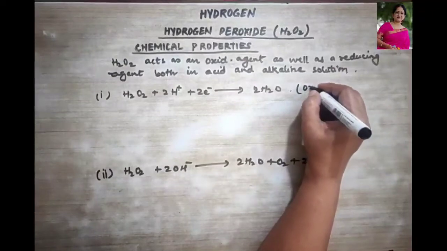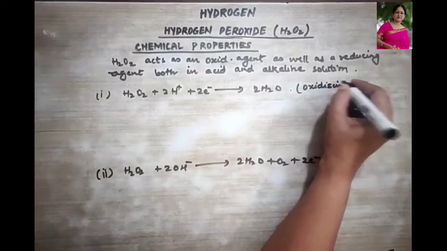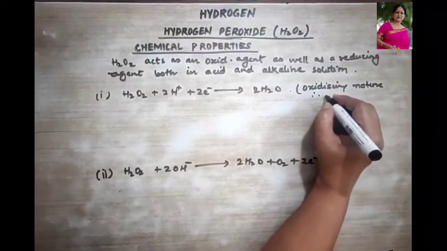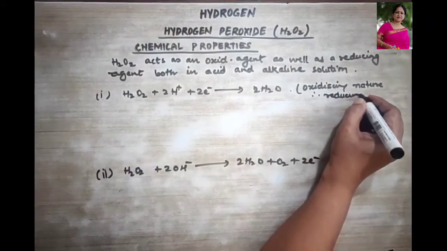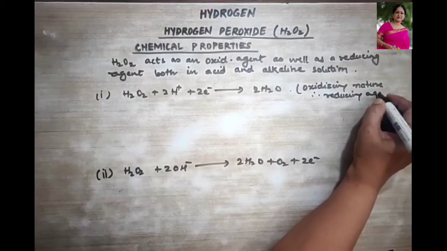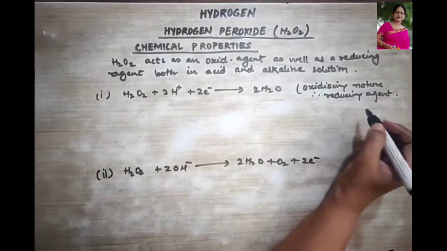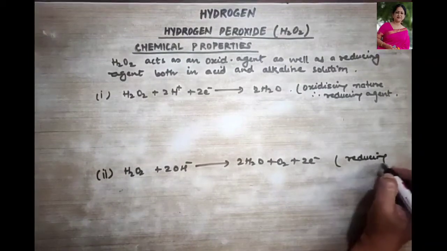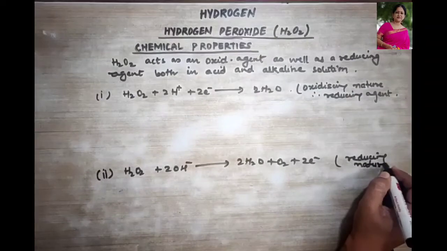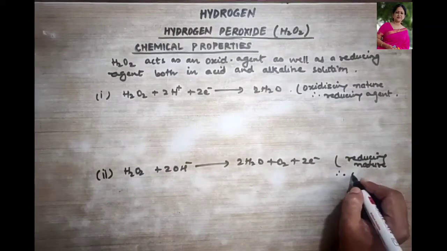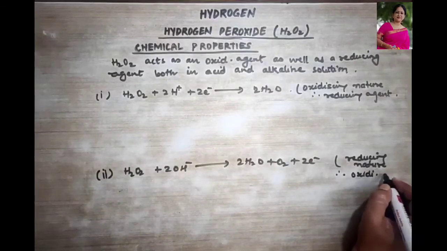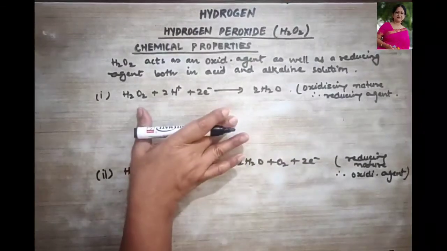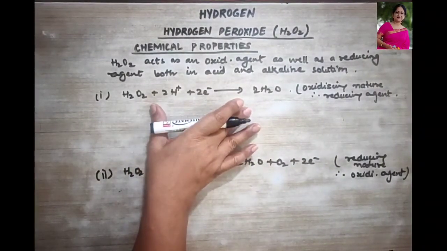Here it is going to show the oxidizing nature. Therefore it acts as an oxidizing agent. And here I am going to show you it shows a reducing nature, or oxidation takes place over here, therefore it acts as a reducing agent. Clear?